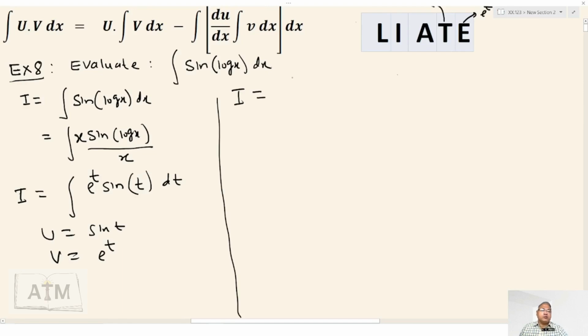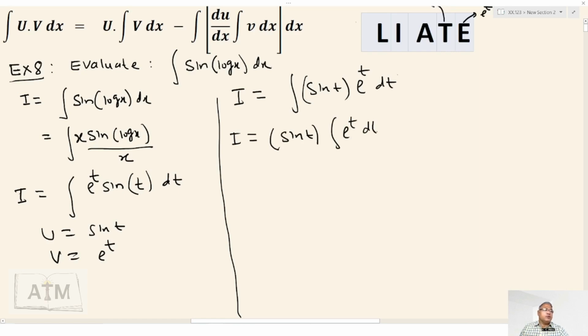Therefore I equals the integration of sin t multiplied by e raised to t with respect to t. Applying the product rule, u is sin t, integration of v, that is e raised to t, with respect to t, minus integration of box with respect to t. What is inside the box? du by dx, the derivative of sin t with respect to t, integration of e raised to t with respect to t here.